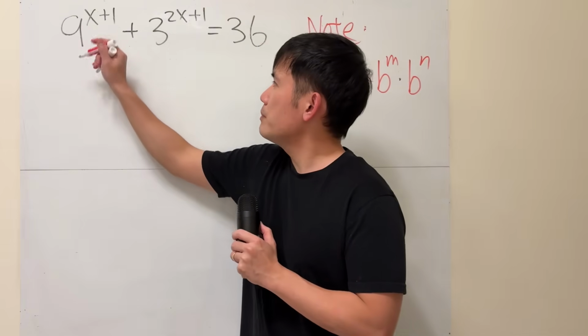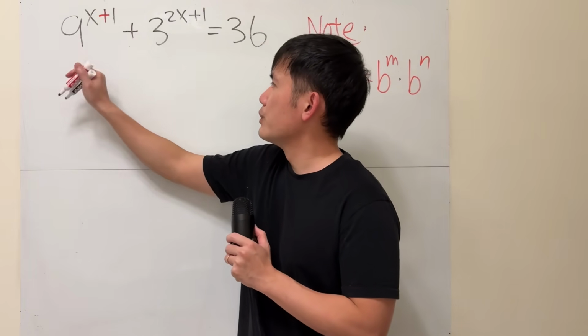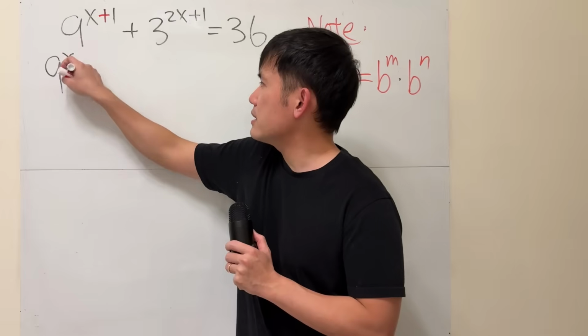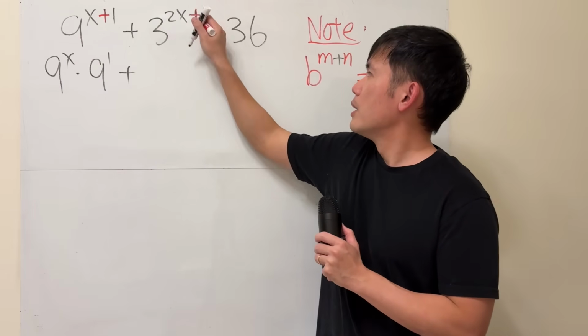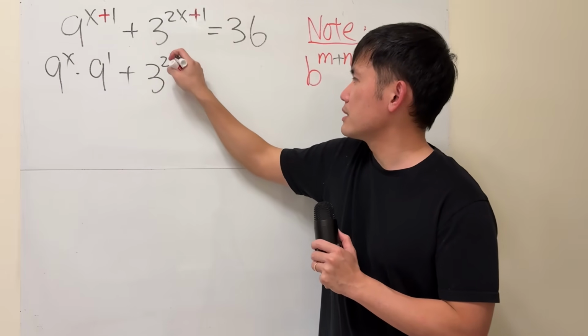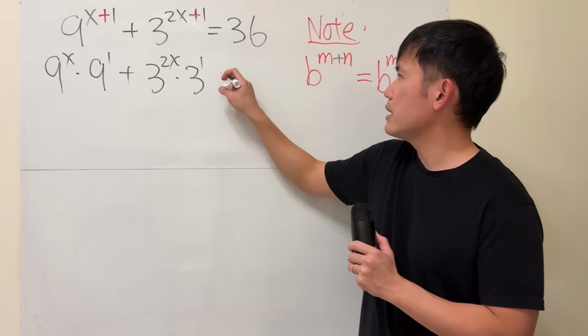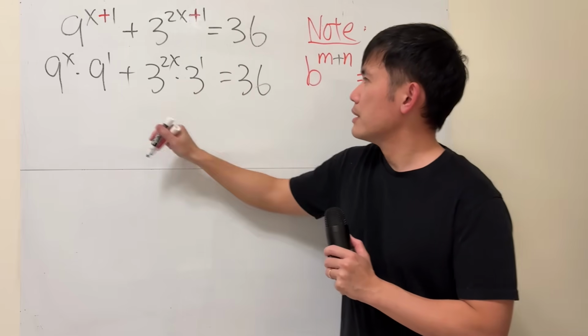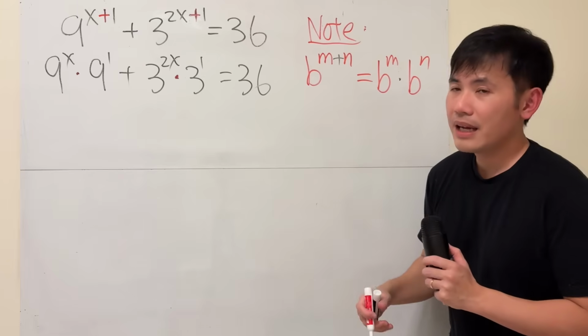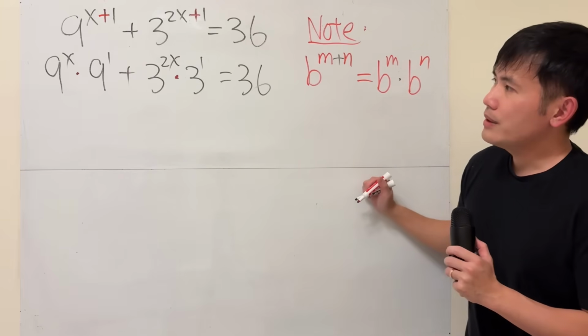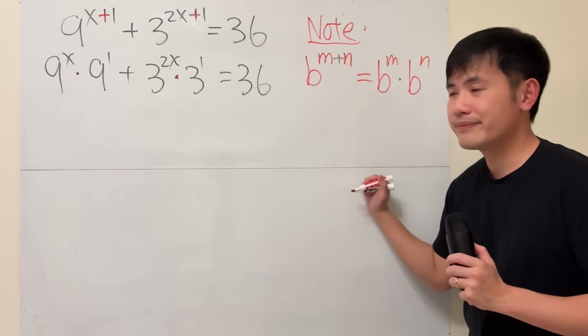So for the first term, because we have the plus, we can look at this as 9 to the x times 9 to the first. Same thing for this. Break it down, that's 3 to the 2x times 3 to the first, and now it's equal to 36. So the sum becomes the multiplication, and we have this. Now, what else can we do?